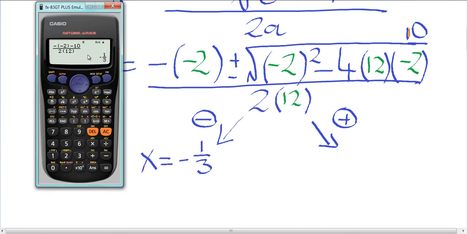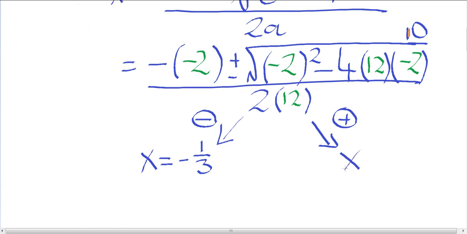Back to the calculator and do the plus case. Now go over and up to the top line and change that minus to plus. And what do I get in that case? A half. And see how the calculator gives me a nice fraction answer.